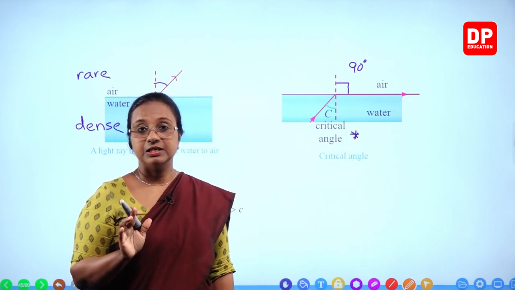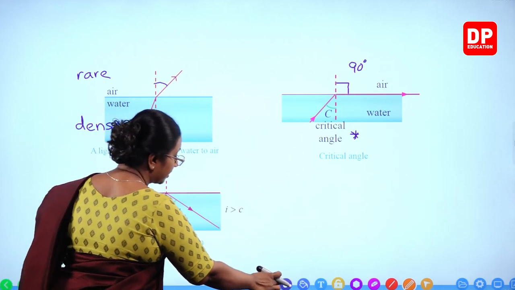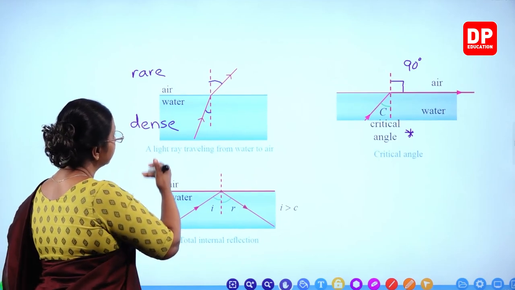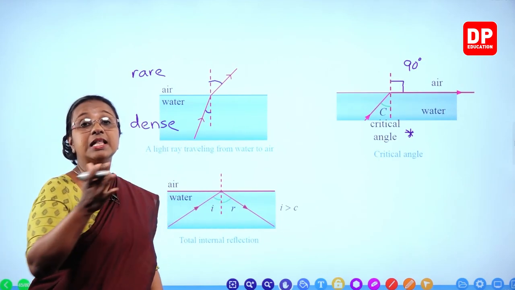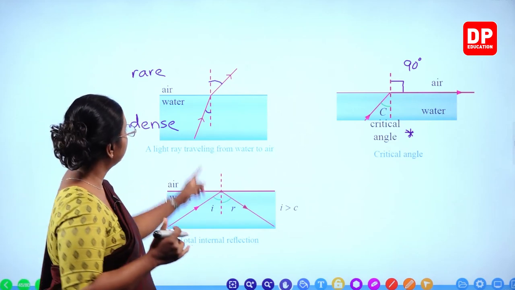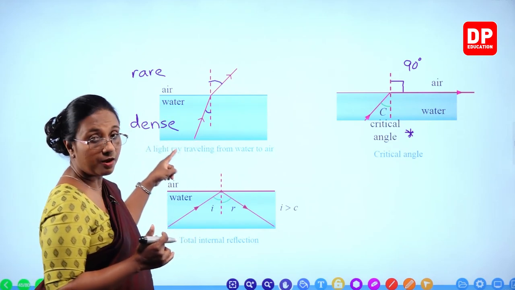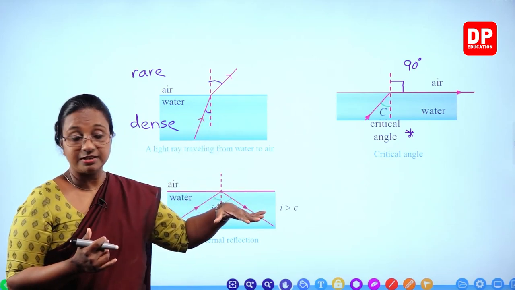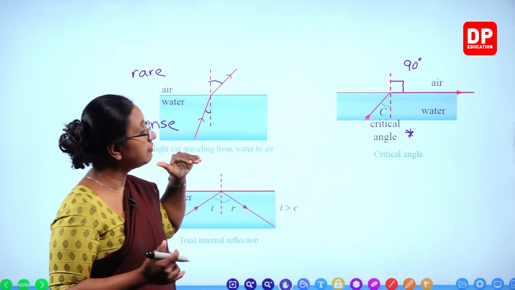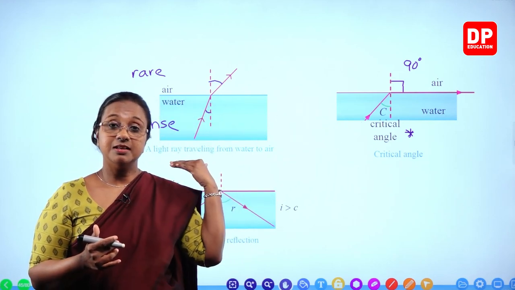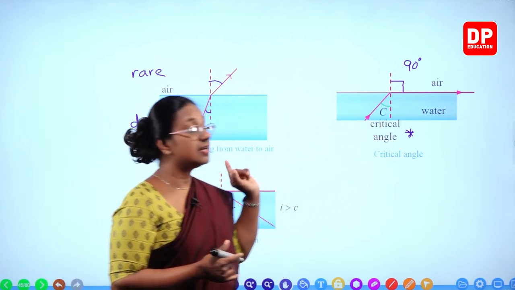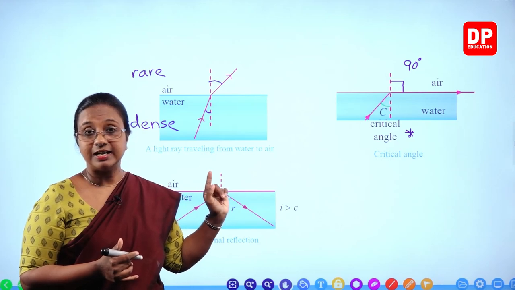Is that clear? So initially there is refraction. When the light ray goes from the dense medium to the rare medium, the refracted ray moves away from the normal. When you keep on increasing the angle of incidence, the angle of refraction increases. And at the point where the angle of refraction is 90 degrees, that is, the refracted ray goes along the interface, the angle of incidence is known as the critical angle.